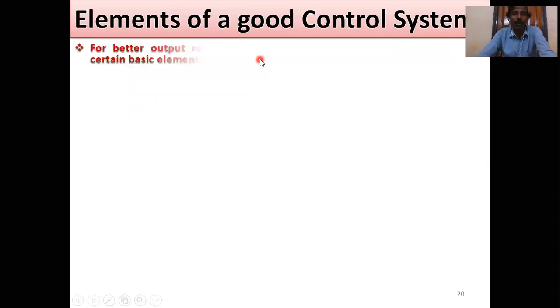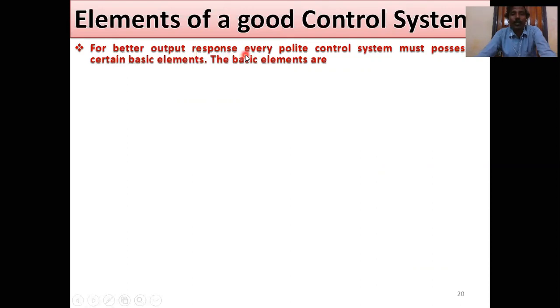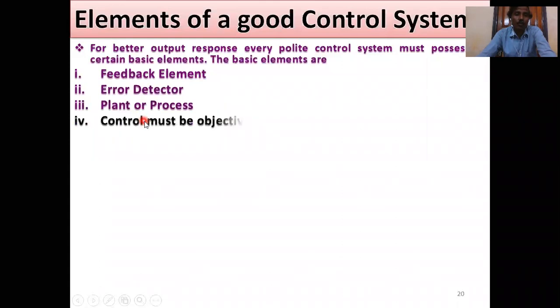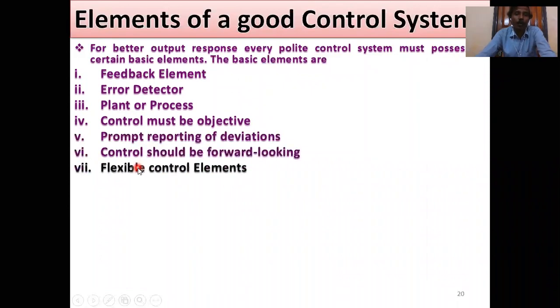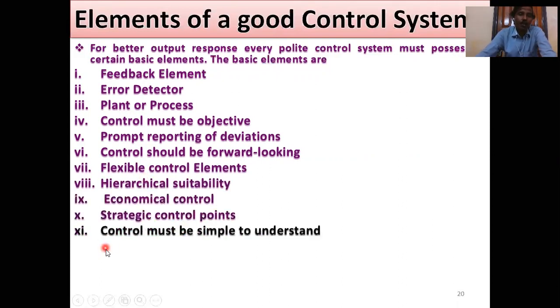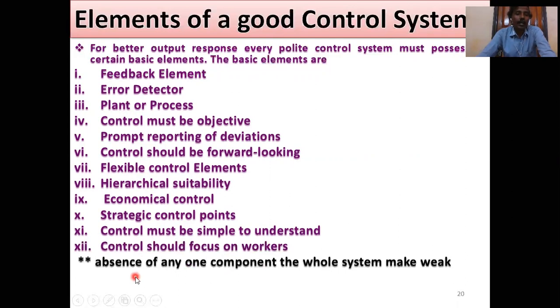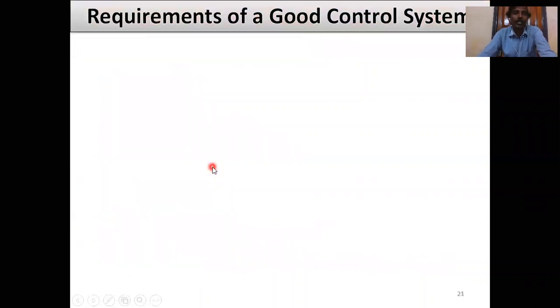And what are the elements of good control systems? For better output response, every control system must possess certain basic elements. These basic elements are feedback elements, error detector, plant or process. Control must be objective, with prompt reporting of deviation. Control should be forward-looking, flexible, economical, have a strategic control point, and must be simple to understand. And control should focus on workers. In the absence of any one component, the whole system may weaken. So these are elements for good control systems like feedback control, error detector, plant or process, etc.